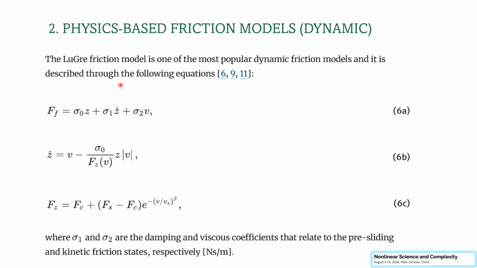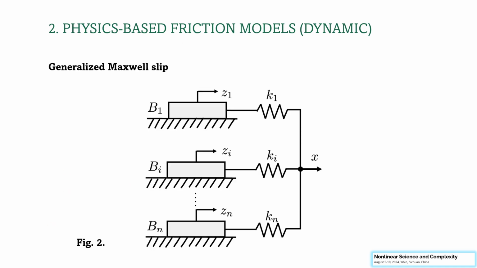The development of the previous dynamic model is the LuGre friction model given by Formula 6. And the third one considered in our overview is the generalized Maxwell slip, which can be represented by the following figure. The equations of the model are here omitted.